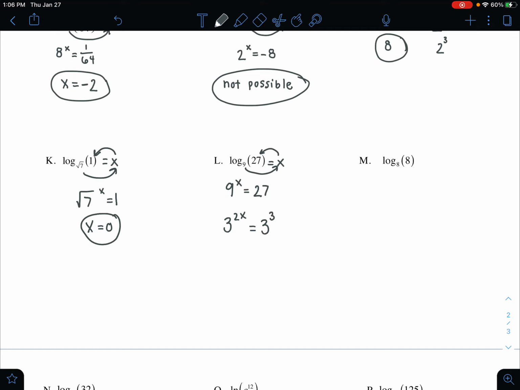Now we have equal bases, so we can set our exponents equal to each other, and you have 2x equals 3. I divide by 2, and I get x equals 3 over 2, which means that I would square root x and then raise that number to the 3rd power to get 27.